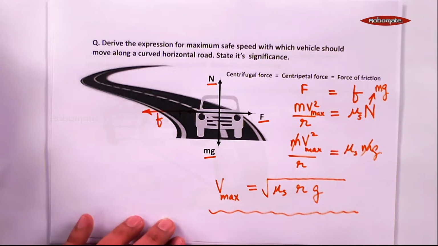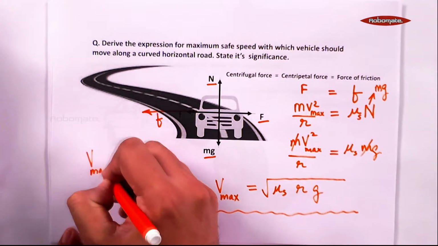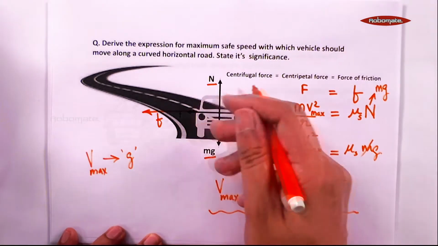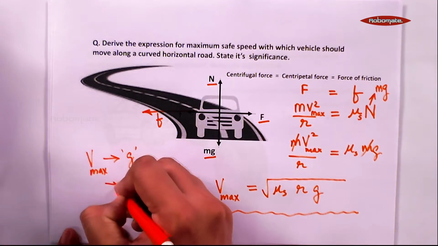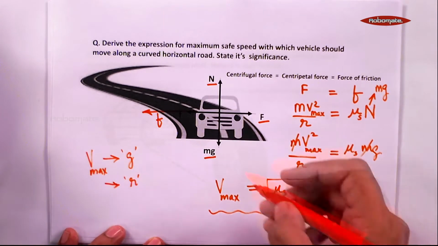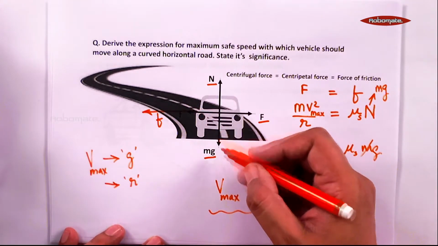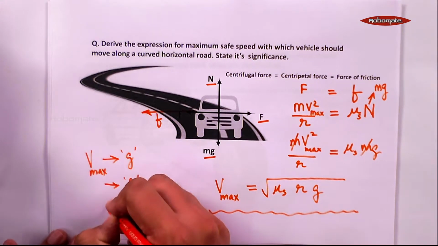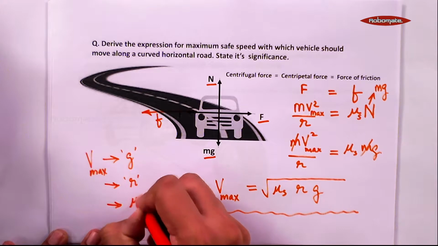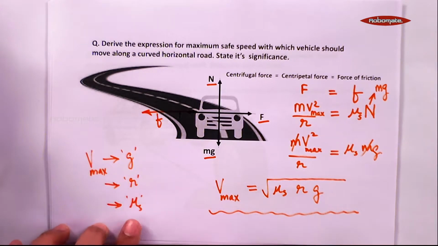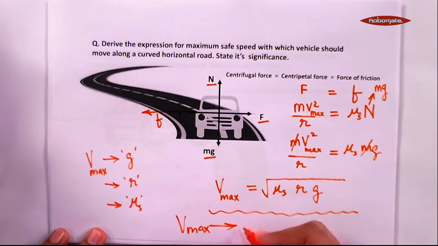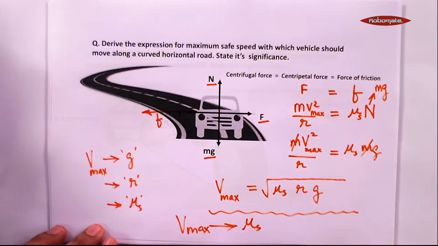So, the maximum safe velocity always depends upon three things. One, the acceleration due to gravity, which is constant for a given condition. The radius of curvature of the road, which is also a constant, because once a road is constructed with a curve, the curve doesn't go on changing. For a given particular patch of the road, the curvature always remains constant. And the third thing it depends upon is mu s. What is mu s? Mu s is the coefficient of friction. So what I can conclude over here is that the maximum safe velocity depends on the friction part, the coefficient of friction. And this is the expression for maximum safe velocity.